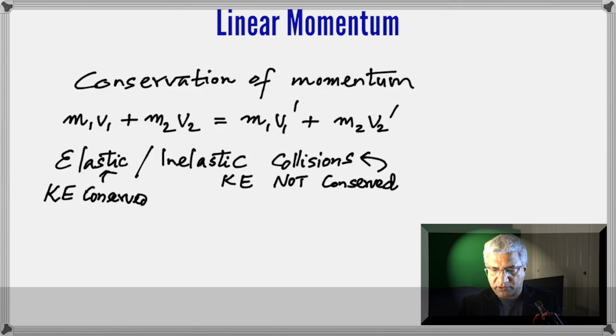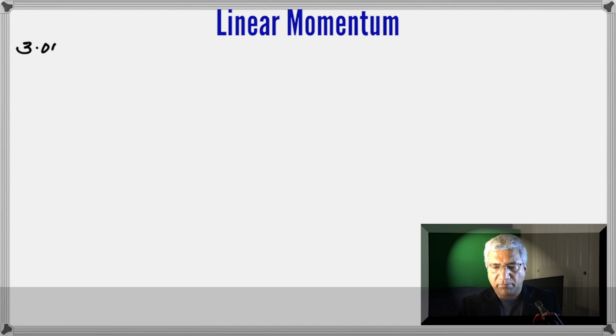So here is the conservation of momentum. m1v1 plus m2v2 is m1v1 prime plus m2v2 prime. v1 prime and v2 prime are the velocities after collision. And then you see the difference between elastic and inelastic. So here's the first question.